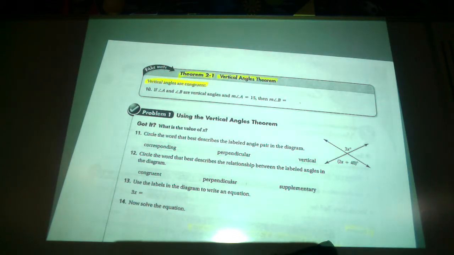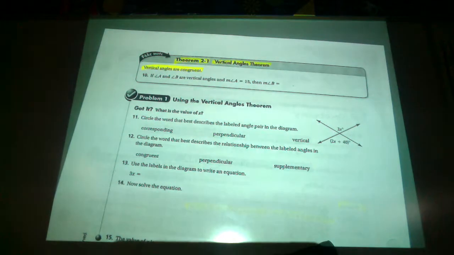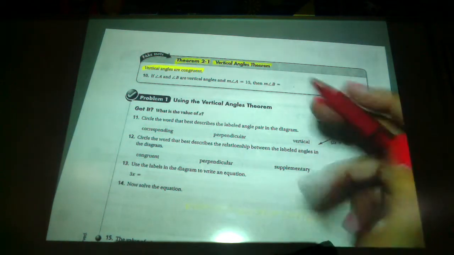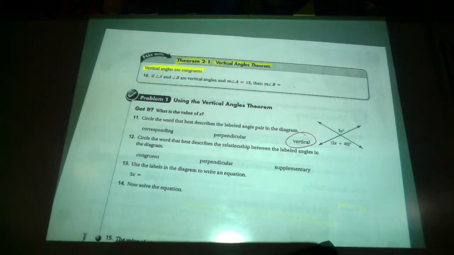So problem number 1, what is the value of x? Circle the word that best describes the labeled angle pair in the diagram. Are they corresponding angles? Are they perpendicular angles? Are they vertical angles? In this diagram, what kind of angles are the one labeled 3x and the one labeled 2x plus 40? They are vertical, right? And the minute your brain identifies them as vertical, what is the conclusion you make about them? That they're congruent.